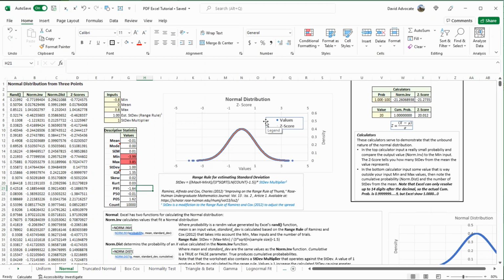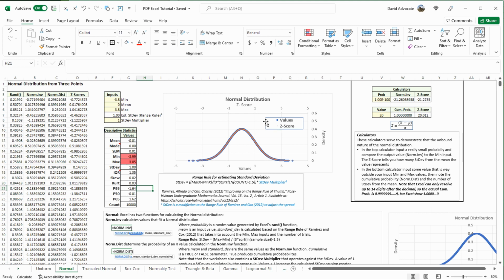The normal distribution, also known as the Gaussian and also referred to as the bell-shaped curve, is a symmetrical continuous distribution with two input parameters, the mean and the standard deviation. In some cases we need to estimate the input parameters. It's easy to take a guess at what the mean might be, but what's the standard deviation?